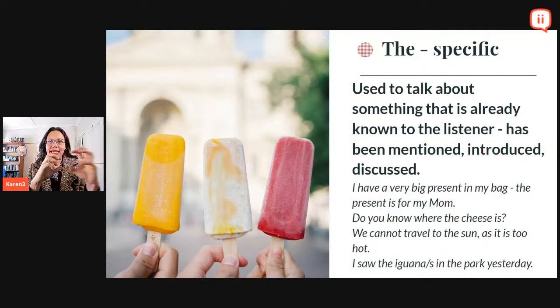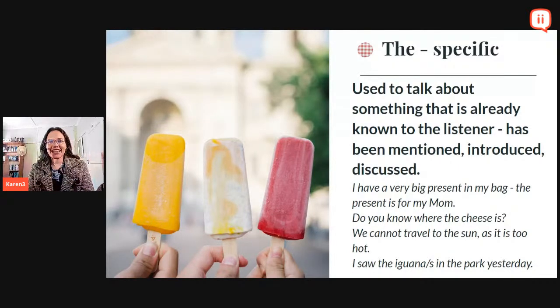Then, if you are asking for something in an aisle, you say, do you know where the cheese is? The cheese refers to the cheese aisle, and you expect the person you're talking to know it. So you say the cheese, okay?